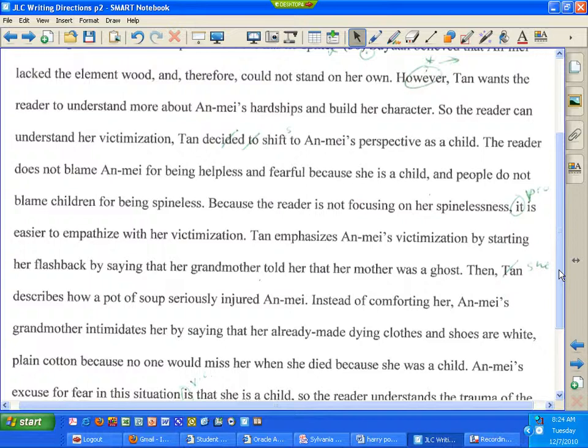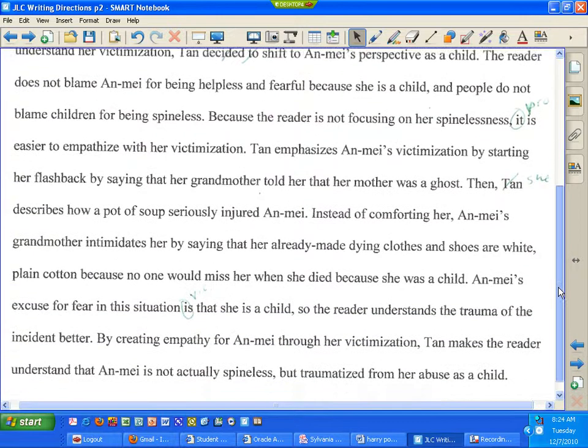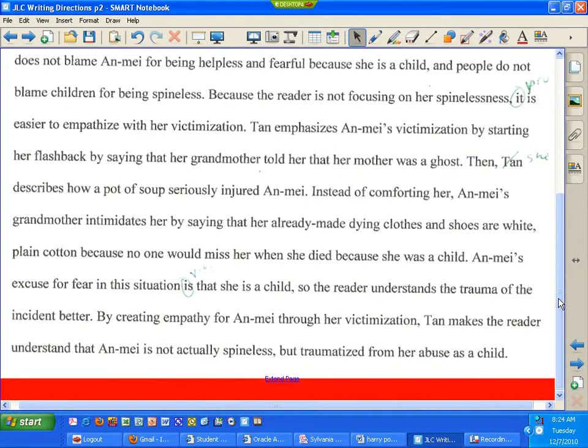Tan emphasizes Ann May's victimization by starting her flashback by saying that her grandmother told her that her mother was a ghost. Then, Tan describes how a pot of soup seriously injured Ann May. Instead of comforting her, Ann May's grandmother intimidates her by saying that her already made dying clothes and shoes are white, plain cotton because no one would miss her when she died because she was a child. Ann May's excuse for fear in this situation is that she is a child, so the reader understands the trauma of the incident better. By creating empathy for Ann May through her victimization, Tan makes the reader understand that Ann May is not actually spineless but traumatized from her abuse as a child.